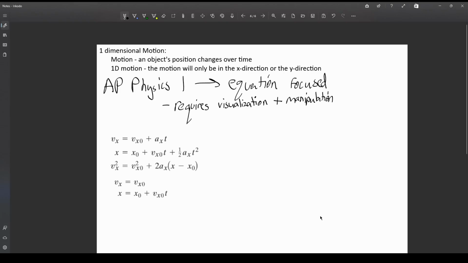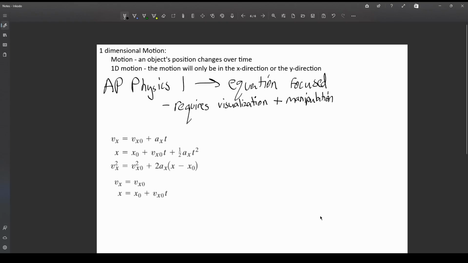Hey everyone, so today we'll be starting with our first lesson for physics, and it's going to be on kinematics, like I said in the previous info video. In this, we're going to be splitting it up into one-dimensional motion and two-dimensional motion. One-dimensional motion only deals with motion in the x direction or the y direction.